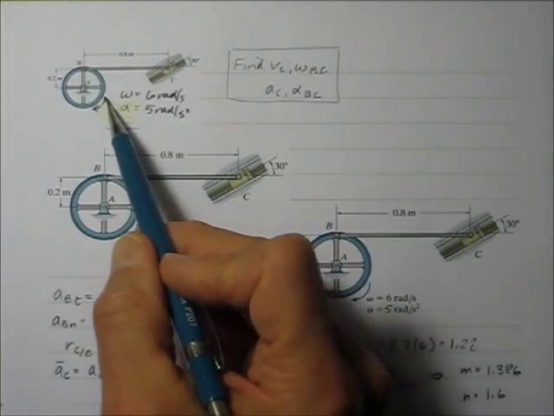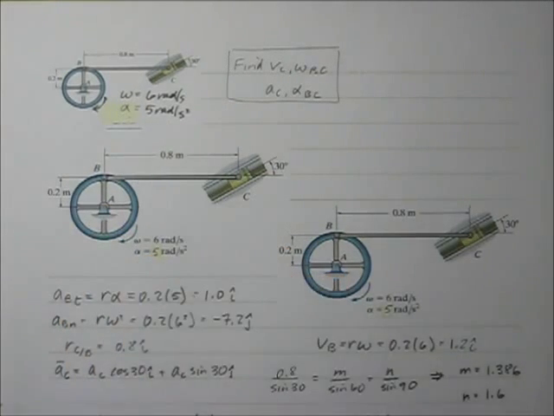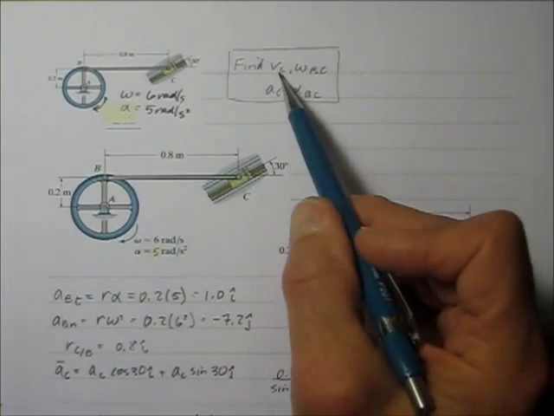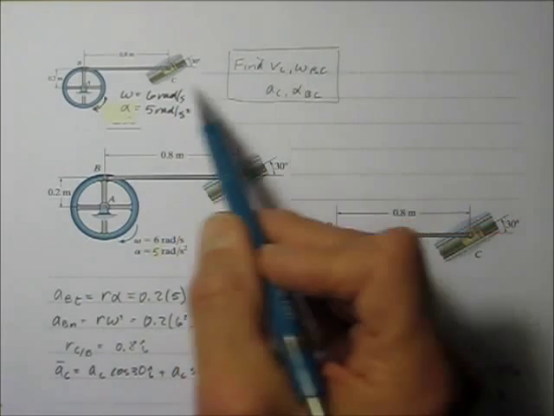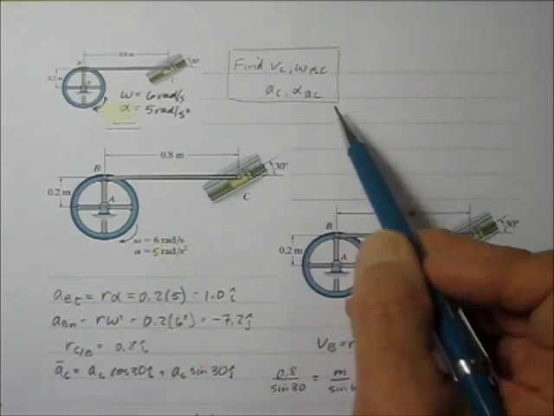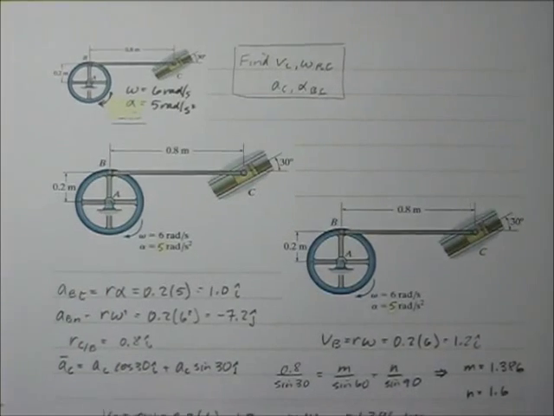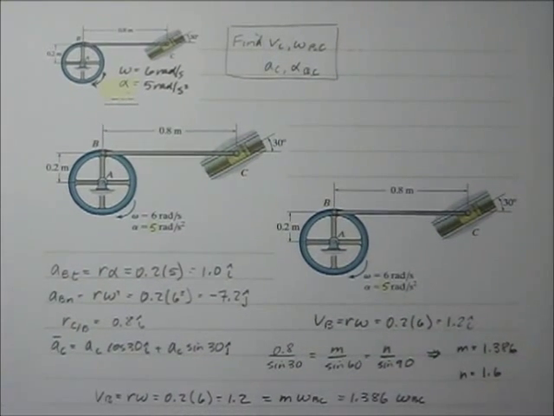So we're going to say that the omega of the wheel is 6 radians per second, alpha of the wheel is 5 radians per second squared, and what we want to do is find the velocity of C. We want to find the omega of BC, this arm right there. We want to find the acceleration of C and the angular acceleration of BC.